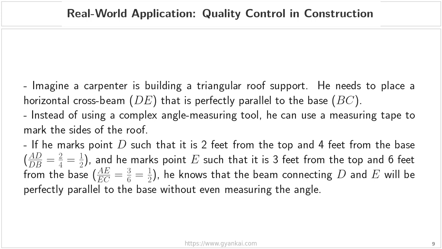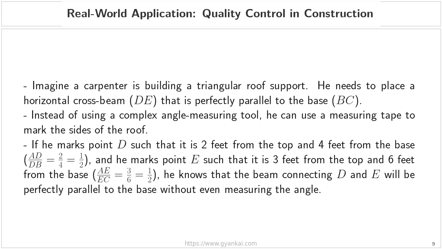Suppose you mark a point, D, on one side of the roof so that it is 2 feet from the top vertex and 4 feet from the base. This gives us a ratio of AD over DB, which is 2 over 4, simplifying to 1 over 2. Next, you move to the other side and mark point E, such that it is 3 feet from the top and 6 feet from the base. This gives us a ratio of AE over EC, which is 3 over 6, which also simplifies to 1 over 2.